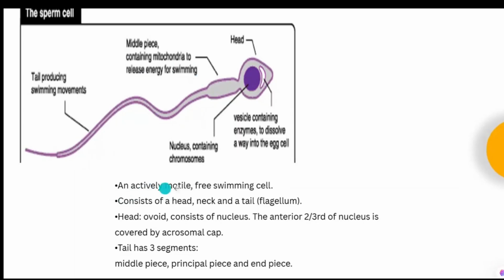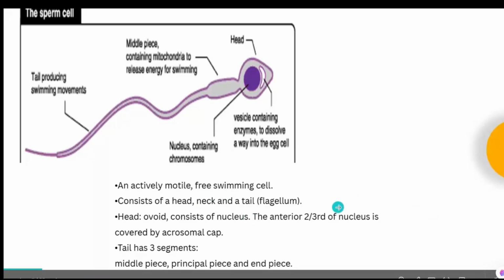This spermatozoa is an actively motile, freely swimming cell. It consists of head, neck, and tail. Head is ovoid in shape, consists of nucleus. The anterior two-thirds of the nucleus is covered by the acrosomal cap. Tail has got three segments, that is midpiece, principal piece, and the end piece. So these are the parts of the tail.